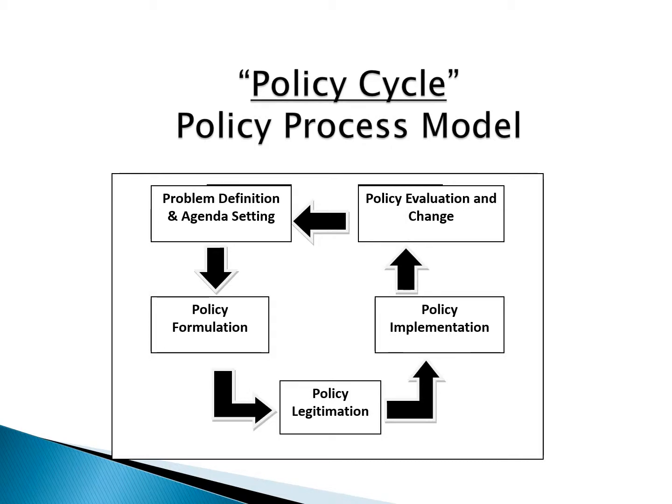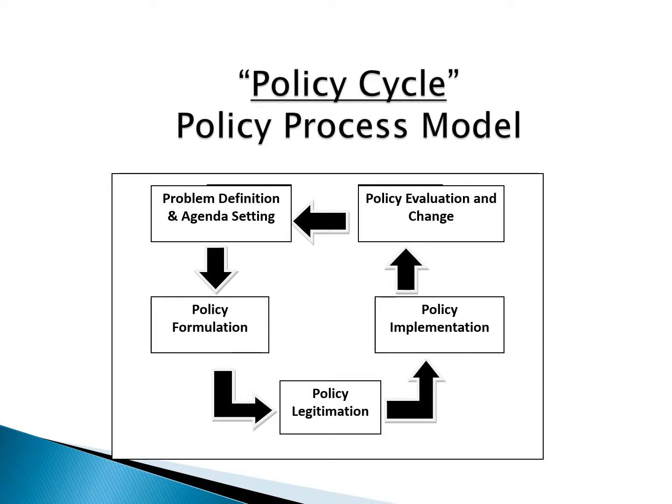Once we've figured out what the problem is and it's made its way to the agenda, next we have to figure out how to solve that problem. We develop policy alternatives. This is the policy formulation stage. This is where most policymakers just want to jump right into and figure out how to solve the problem. Once you've got your solution in hand, you have to legitimate the policy. The policy has to work its way through the governing body and be voted on and ultimately pass through. It has to be seen as legitimate. Only then can the policy move forward into the bureaucracy and be implemented.